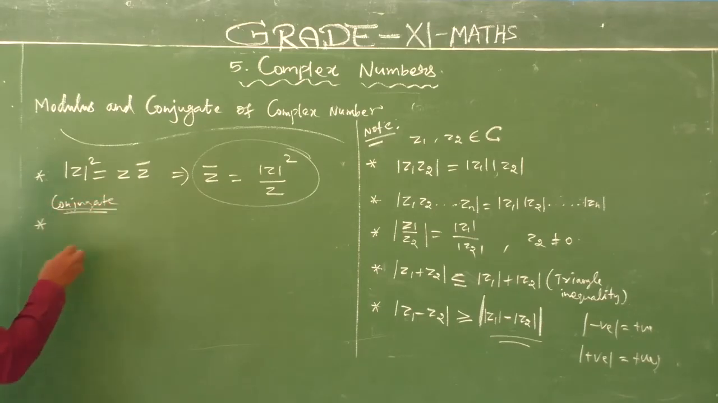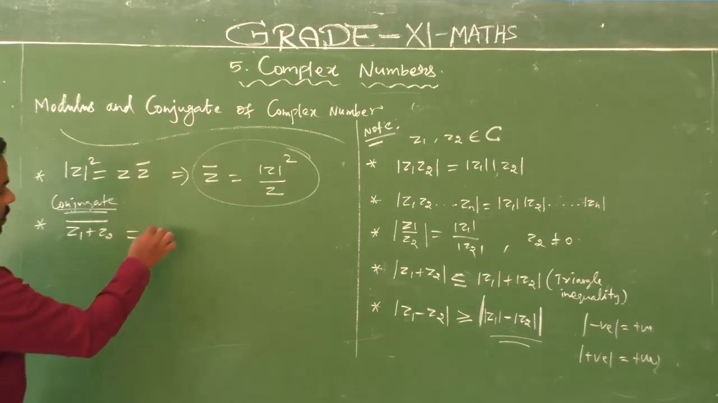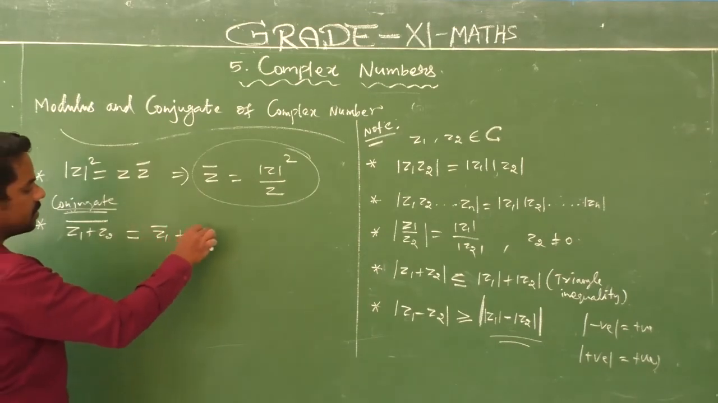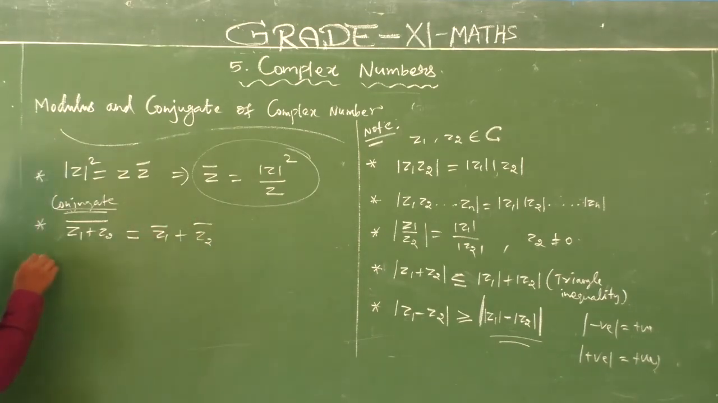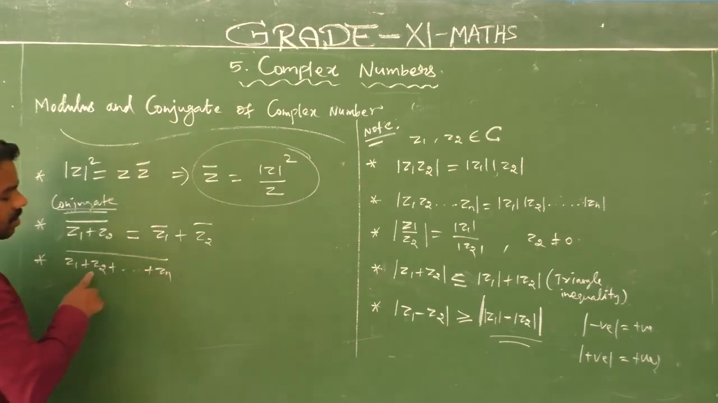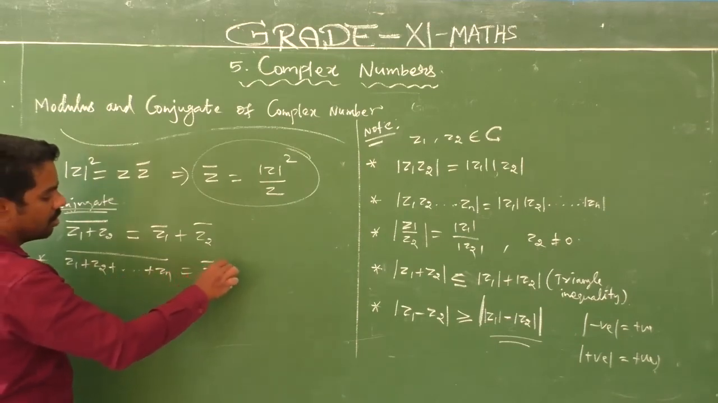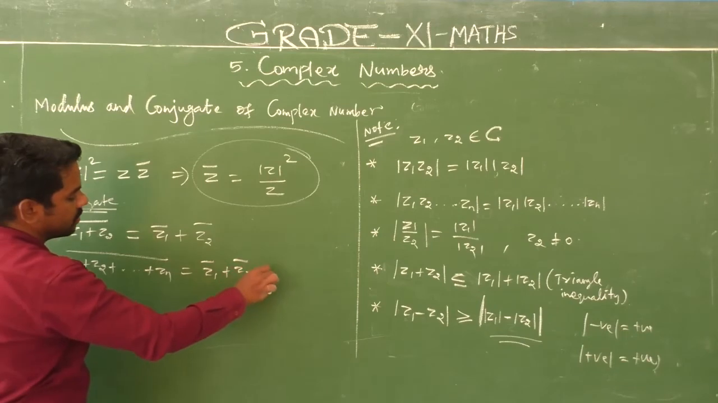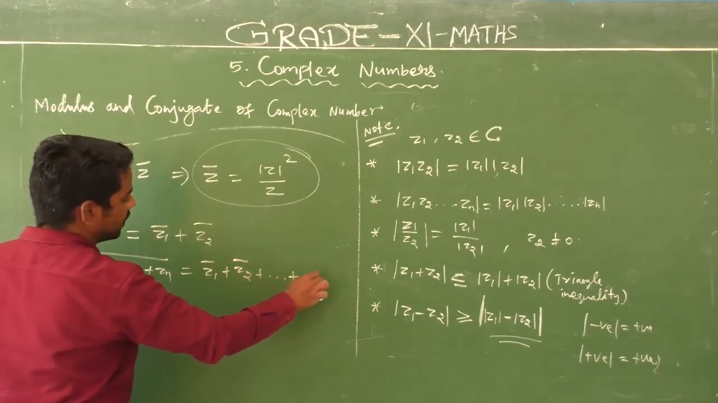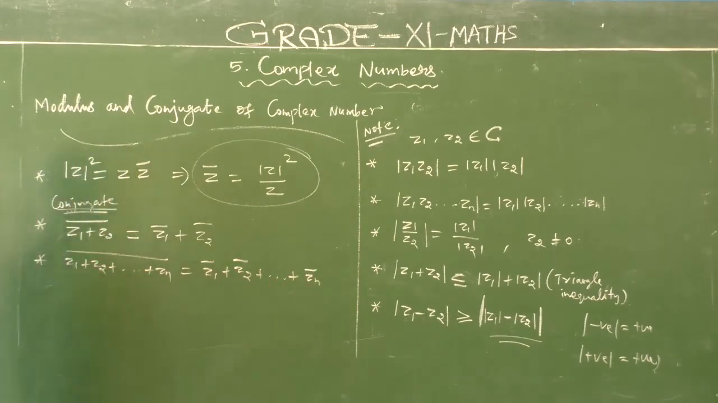Conjugate of complex numbers. For example, the conjugate of z1 plus z2 is written as z1 bar plus z2 bar. And the conjugate of z1 plus z2 plus and so on plus zn is written as z1 bar plus z2 bar plus and so on plus zn bar.